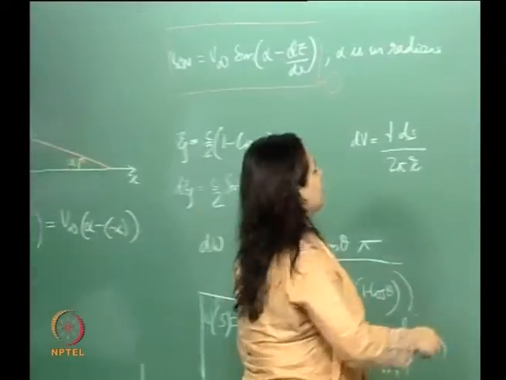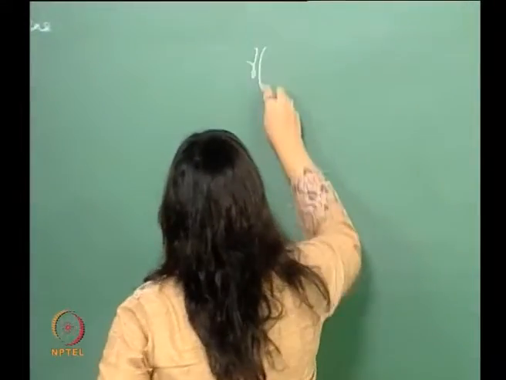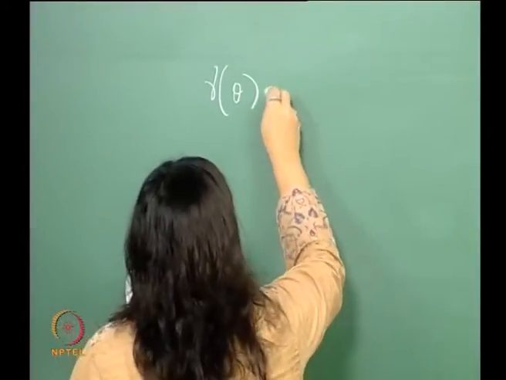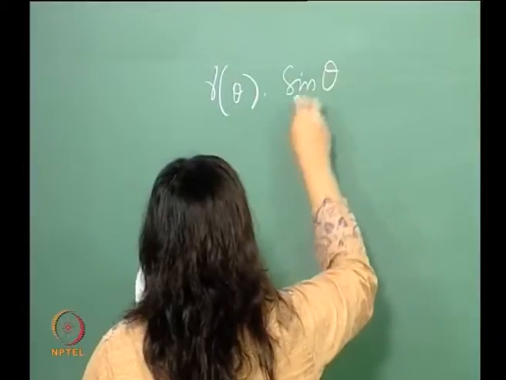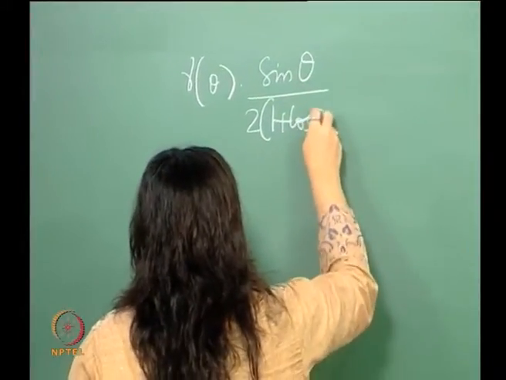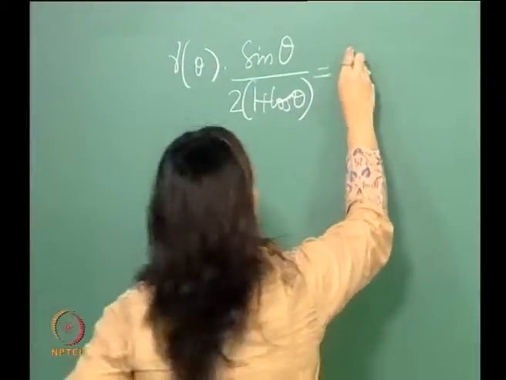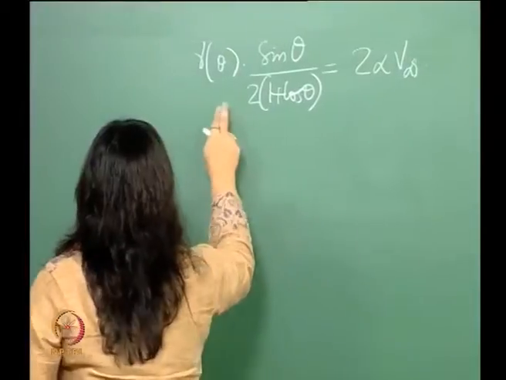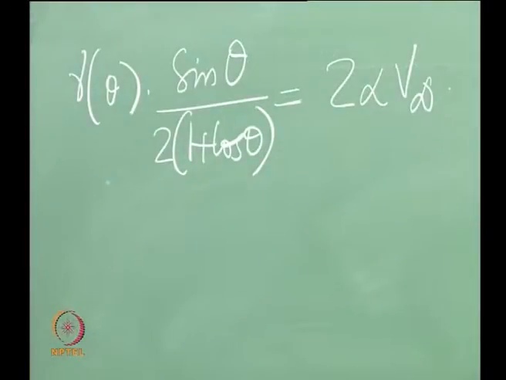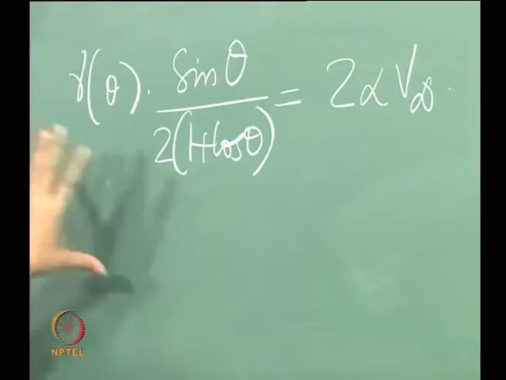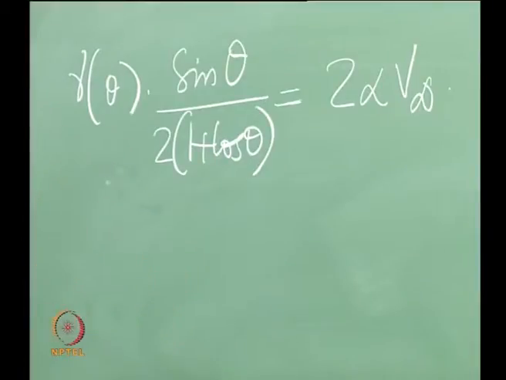Okay, so now what we have over here is gamma theta into this. This is the left hand side and the right hand side. This is essentially the thin airfoil theory applied to this particular problem, so linearized theory applied to this particular problem.